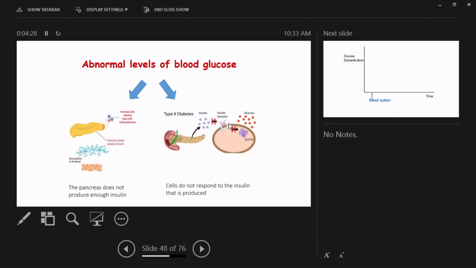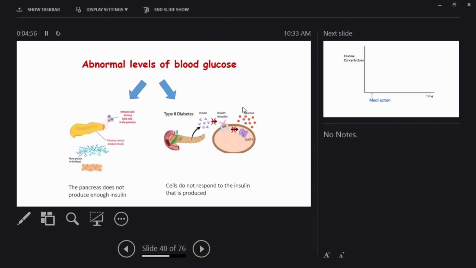So for example here, the pancreas produces insulin, there's a good amount of insulin being produced, but the insulin receptors in our cells cannot sense the insulin that is being produced by the pancreas. So even though there is a high amount of insulin, the receptors cannot sense the presence of insulin. So the cells cannot take the glucose from the blood into the cell.